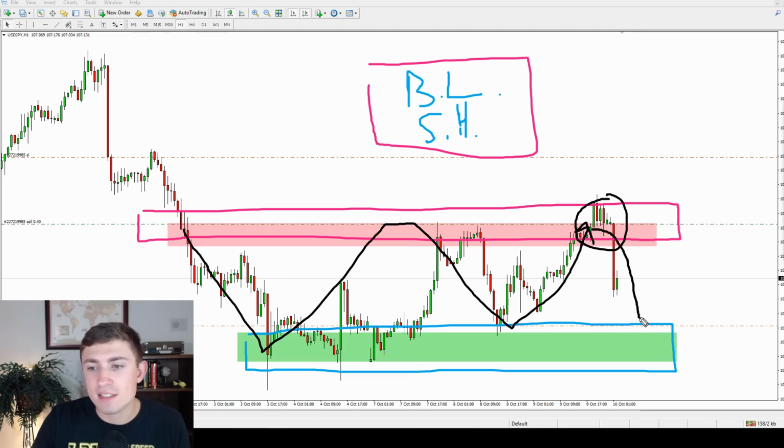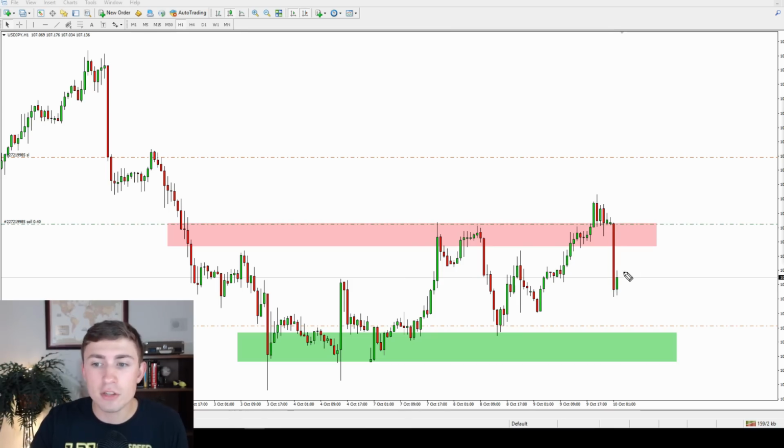Hopefully we see price continue in our favor. Again, if price goes there, we'll take profit, we'll call it a good trade, and we'll move on. If not, there's still the chance that we see some sort of pullback here and price does continue up and stop us out of the trade.